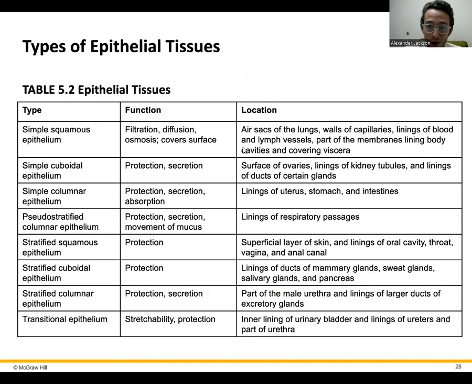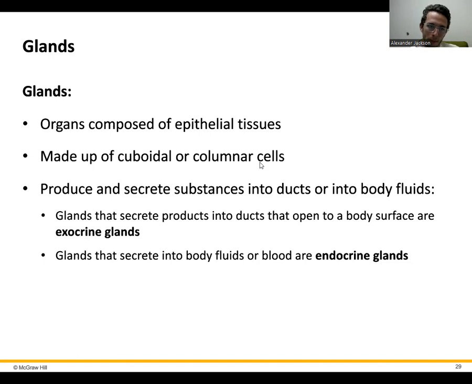Here's a great chart if you want to memorize it. Hopefully, you're memorizing more based upon structure and function. So think, okay, simple squamous, super flat, it's a lining, but it's going to let things pass through easily. Stratified columnar epithelium, it's long, it's got those cilia, so it's going to move things up in the respiratory tract and those types of things. So try to think of it based more on what the structure is and then try to determine the function from there. I mentioned glands, so these are epithelial tissue, usually cuboidal or columnar, as we mentioned before.